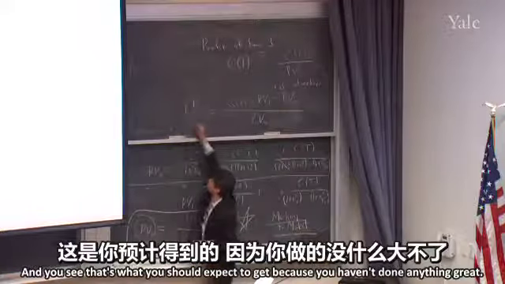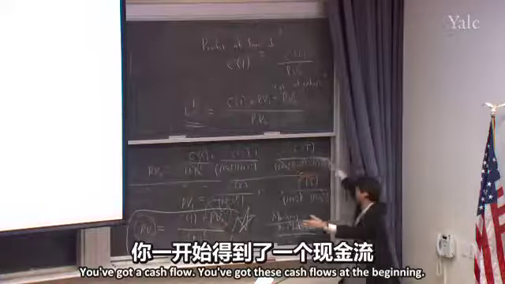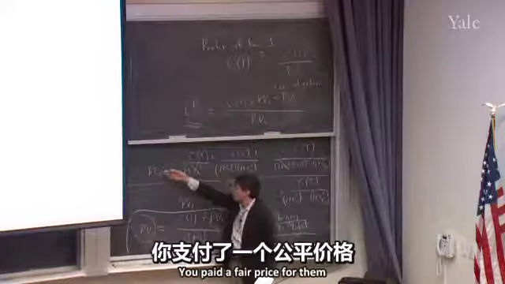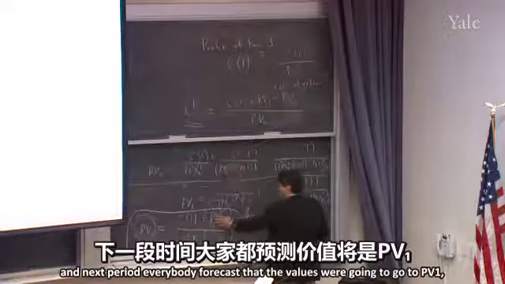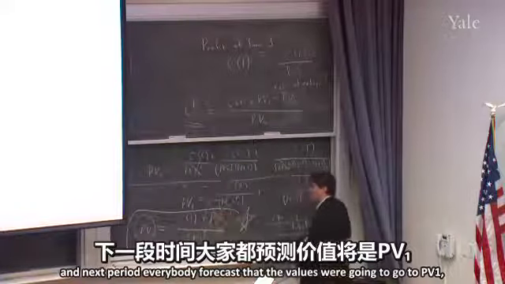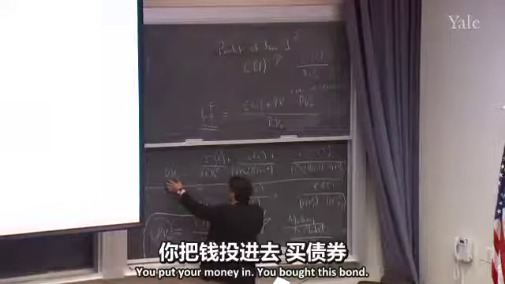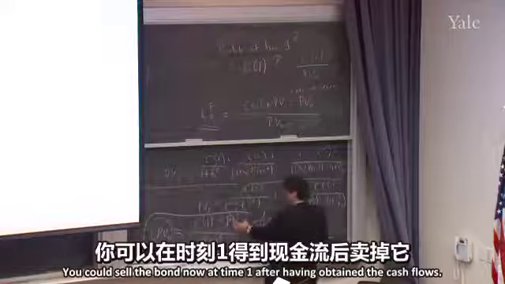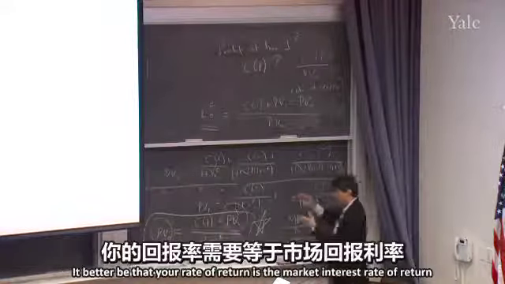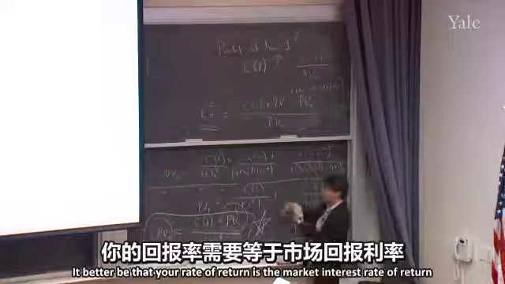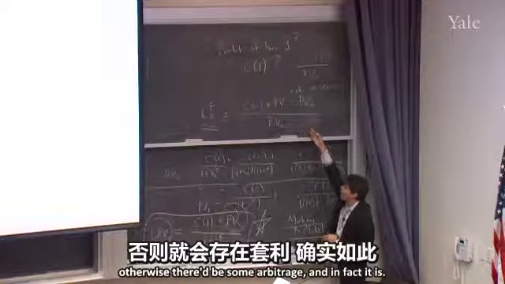And you see, that's what you should expect to get, because you haven't done anything great. You've got these cash flows at the beginning. You paid a fair price for them. And next period, everybody forecast that the values were going to go to PV1. So it can't be that this was an investment you made. You put your money in. You bought this bond. You could sell the bond now at time 1 after having obtained the cash flows. It better be that your rate of return is the market interest rate of return. Otherwise, there'd be some arbitrage. And in fact, it is.